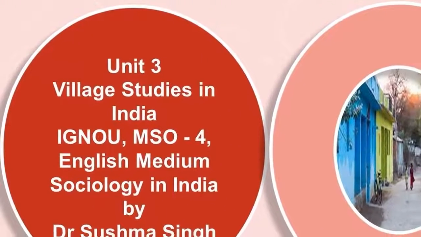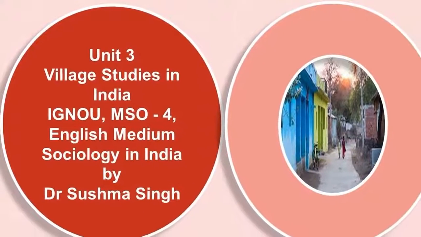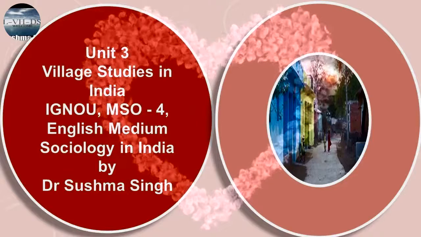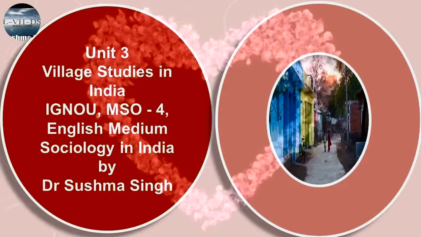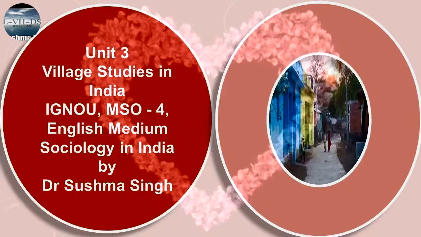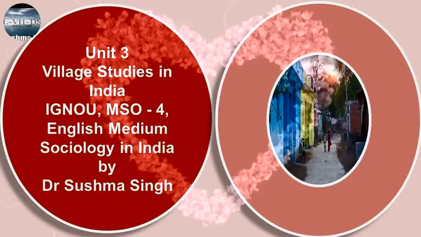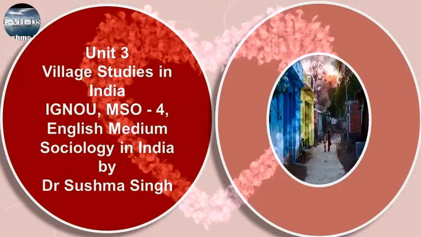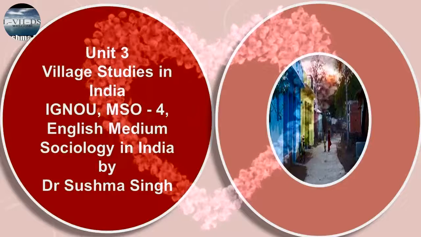Today we are going to start Unit 3, Village Studies in India. So far we have learnt about the social background of the emergence of sociology in India, its later development and growth, and some major issues and themes of research. Village studies during the 1950s and 1960s constituted a major area of concern, and several monographs and papers were published during this period of growth and professionalization of the discipline. In the present unit, we will learn more about these village studies.